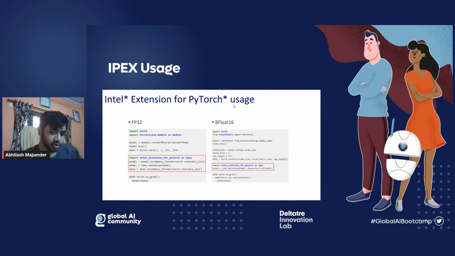And just in a nutshell, I want to say how do we use that. For the normal people, for example, how do we use that? So this is how you do. I mean, import Intel extension for PyTorch as IPEX. You have to transfer your model to something called a channels last format.